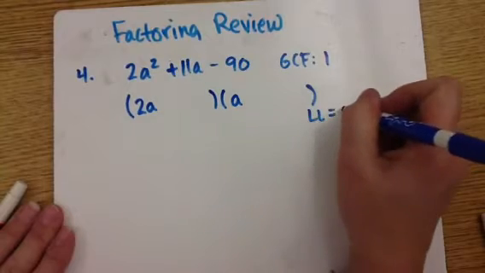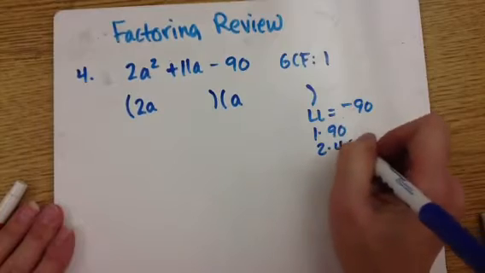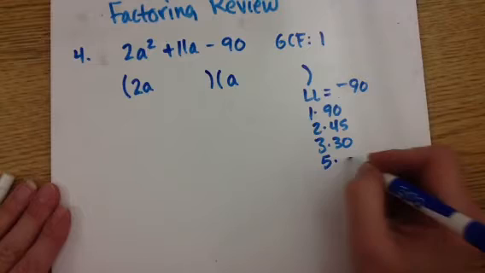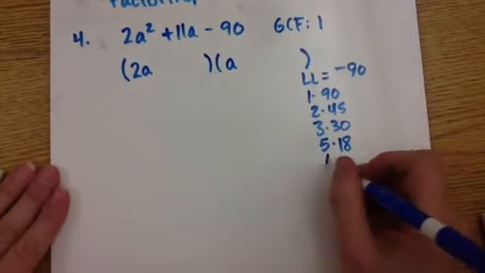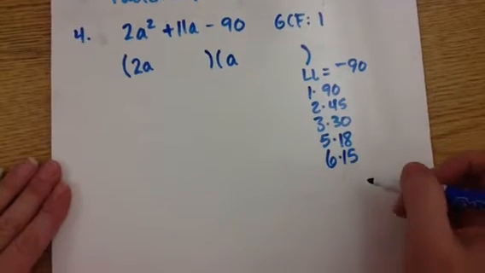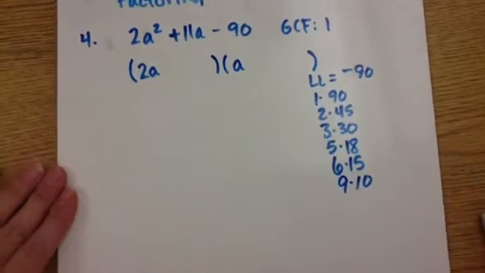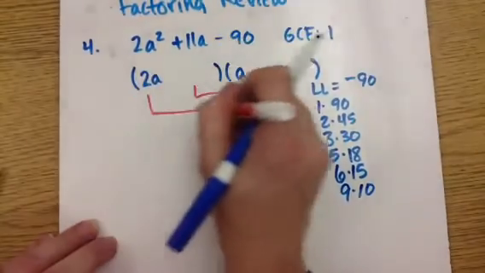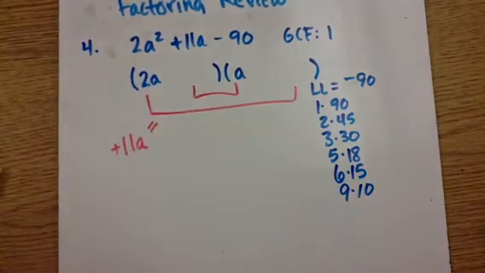Last times last is negative 90, so I'll have 1 and 90, 2 and 45, 3 times 30, 5 times 18, 6 times 15, 7 doesn't go, 8 doesn't go, and 9 times 10. So those are all my possibilities. And I need my inside plus outside to equal 11a, and that's positive.